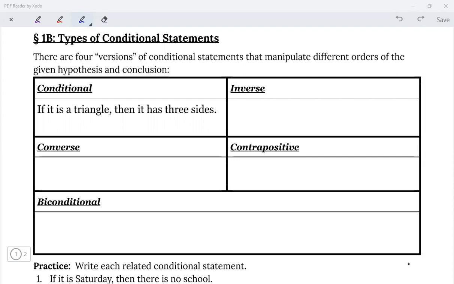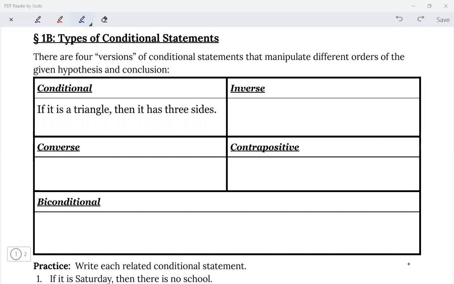Again, these are statements that we can write in if-then form. A lot of times I'll have those words if and then to identify where the hypothesis and the conclusion are, but sometimes we'll have to rewrite them in that format to more easily figure out what the different ideas are in that sentence. But let's start out with a pretty straightforward statement. We're going to start with a conditional. If it is a triangle, then it has three sides.